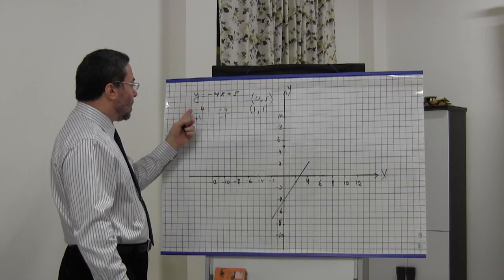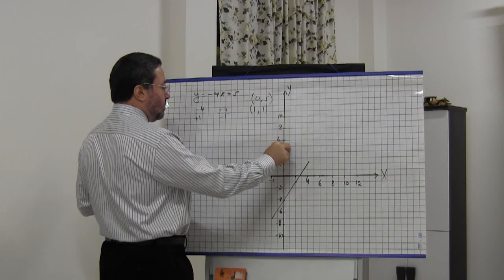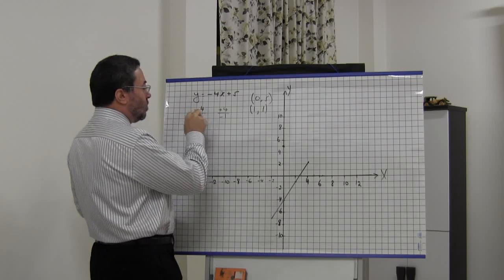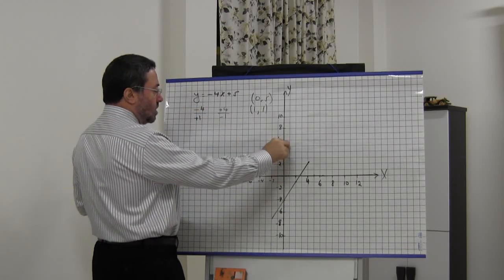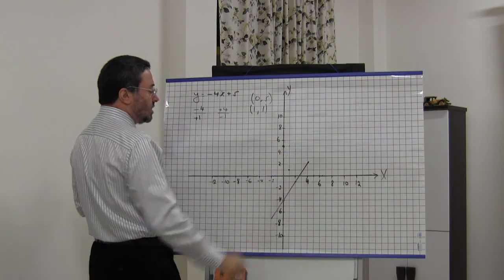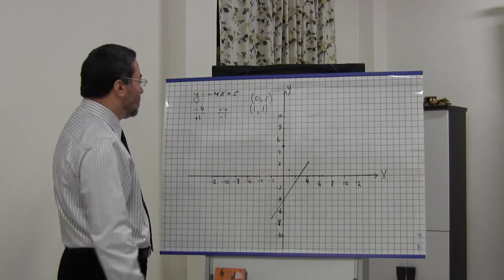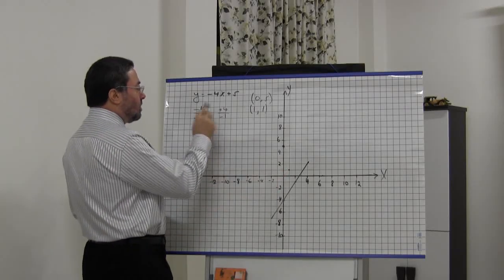So now, if we want to go by the slope, there is a run of a positive 1, and then we go minus 4, so we go down. So 1 is this way, and minus 4 is this way, and that's another point on the graph. Now we can connect these 2 points, and we get the graph.